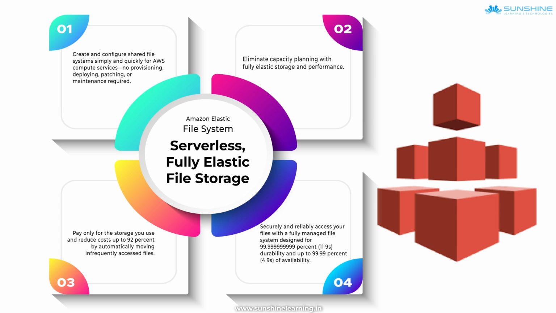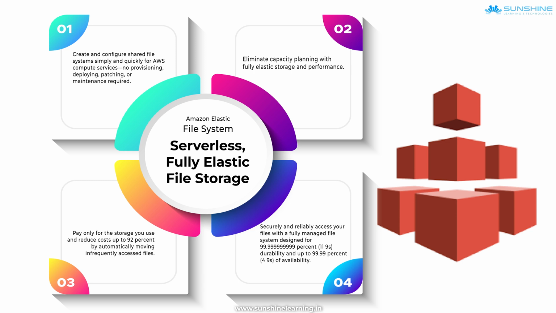Now coming to the next part, that is another service of the AWS that is called an EFS, the Elastic File System. The Amazon Elastic File System is a serverless, fully elastic file storage. We have discussed different types of storages in the previous sessions. We have discussed the S3, which is an object storage. We have discussed the Elastic Block Storage, which attaches to the EC2 instance.